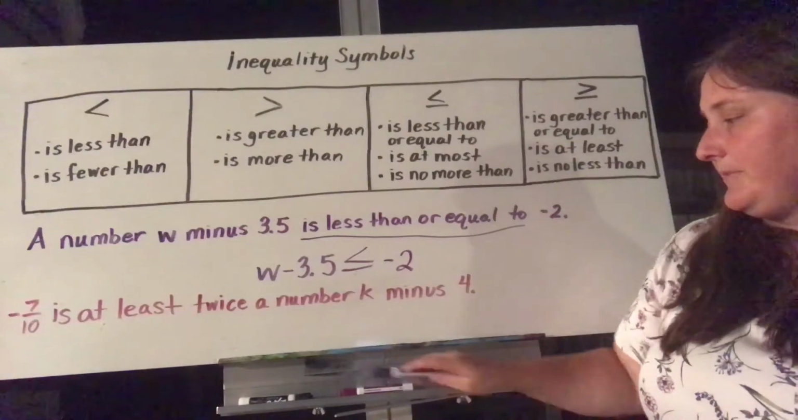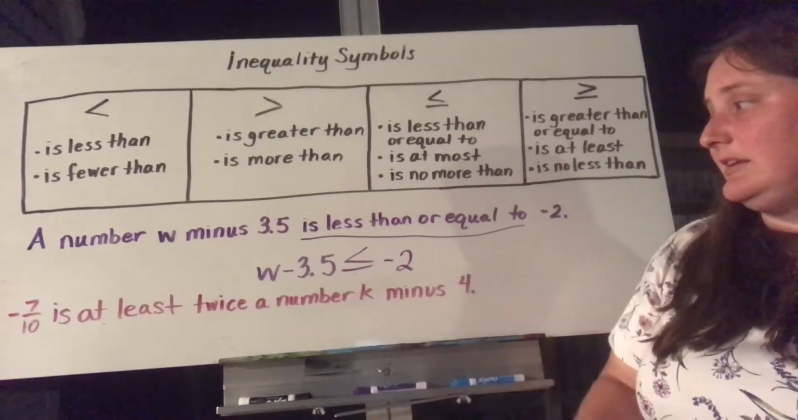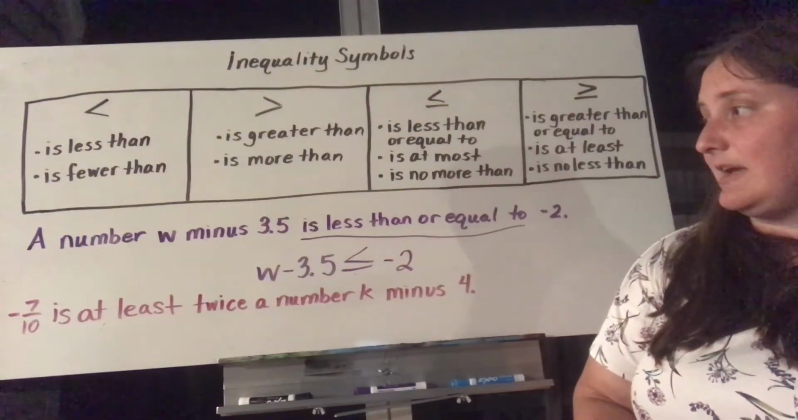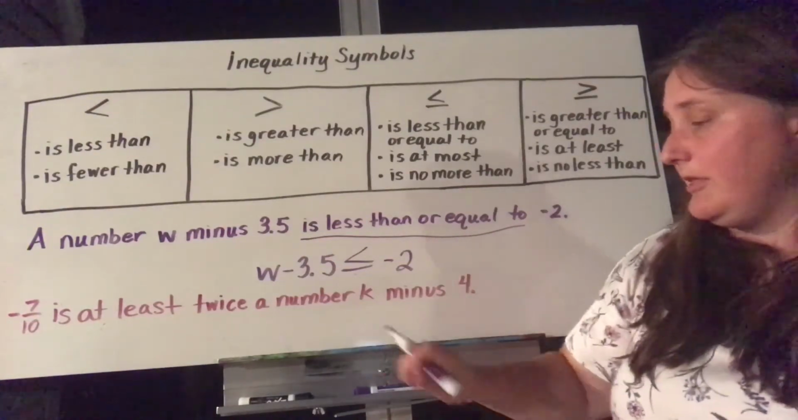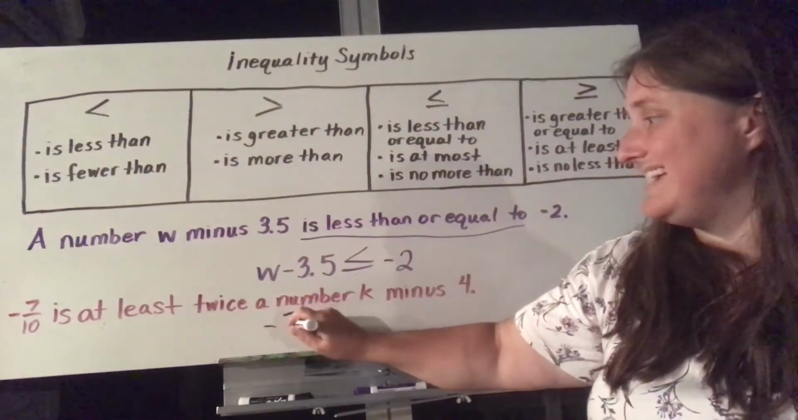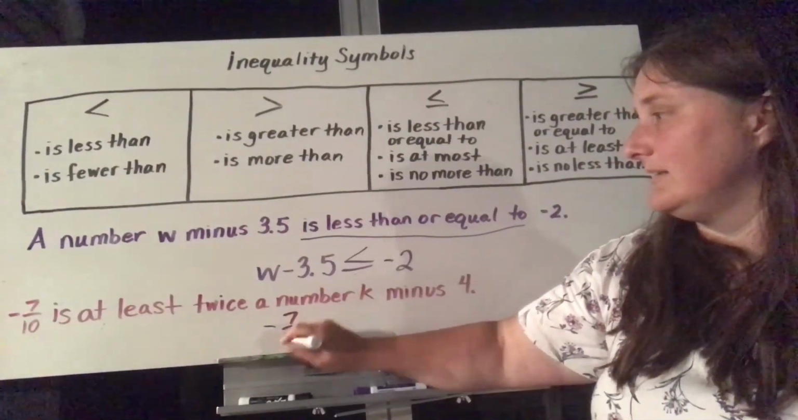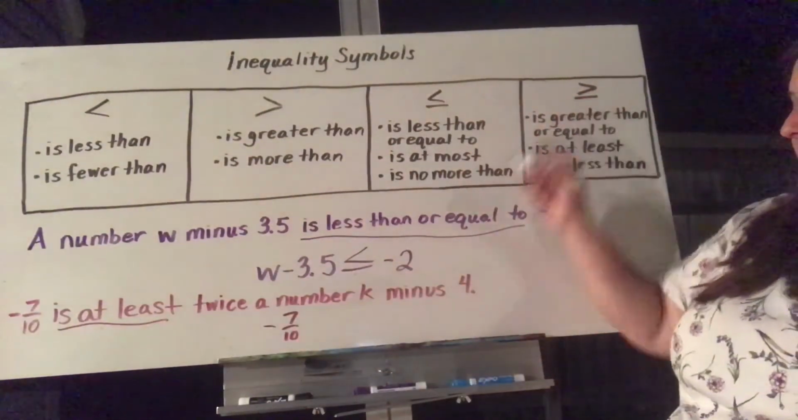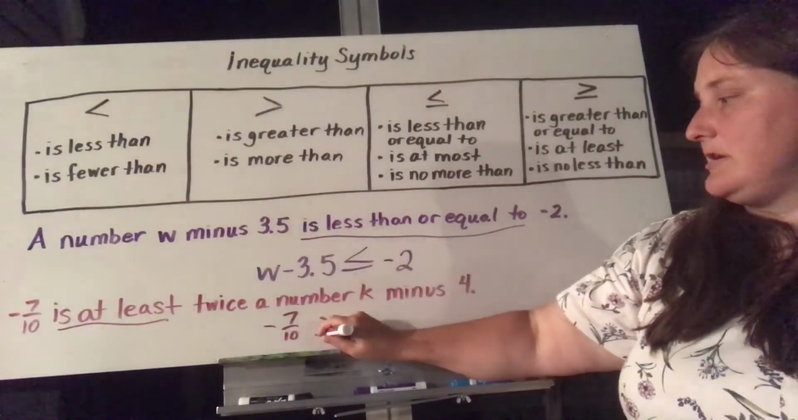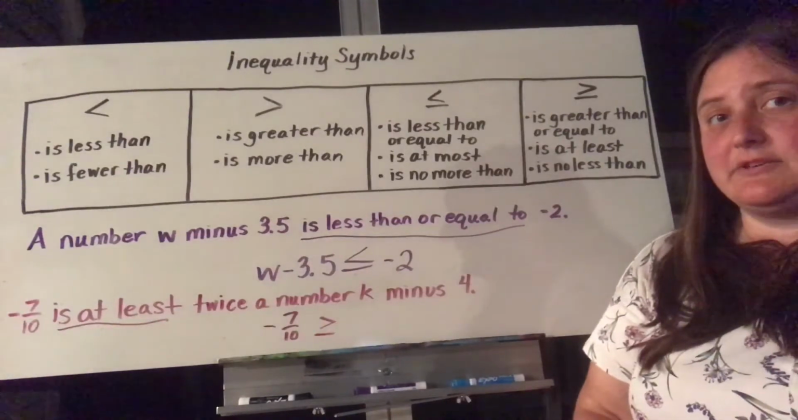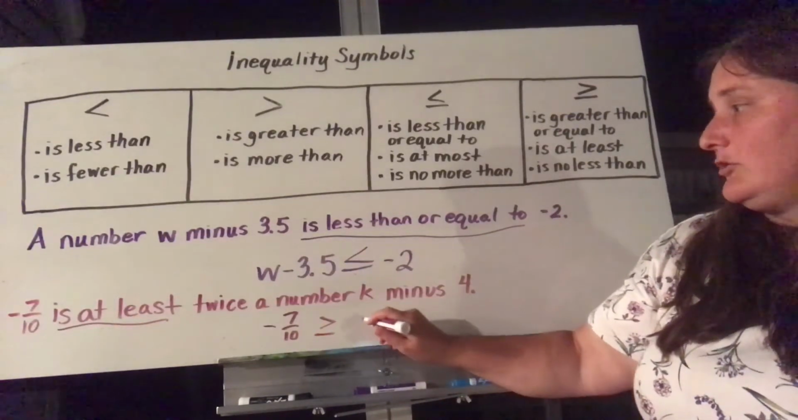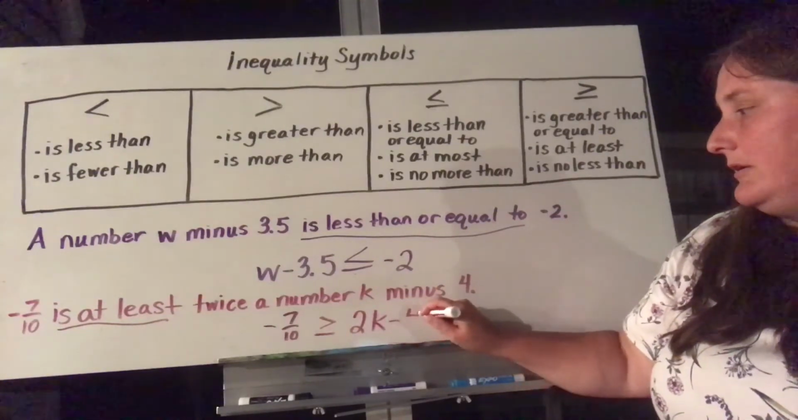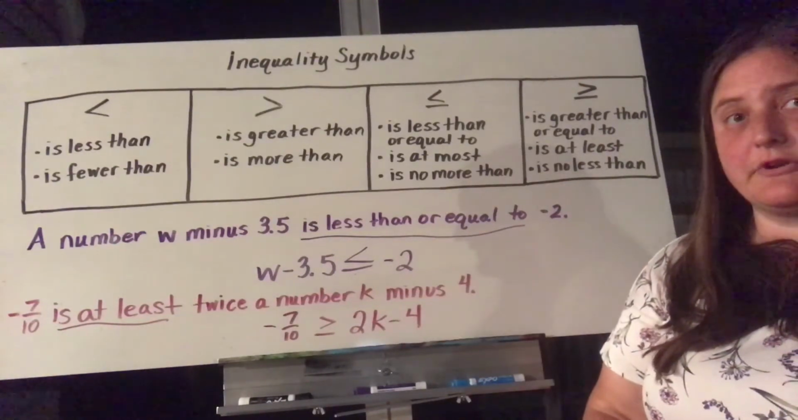Let's try another one. -7/10 is at least twice a number k minus 4. So -7/10 is what I'm starting with. Then I see some keywords, is at least. So here are my keywords, which tell me I'm going to use this symbol right here, the greater than or equal to symbol. So -7/10 is at least twice the number k minus 4. And there's our inequality statement.